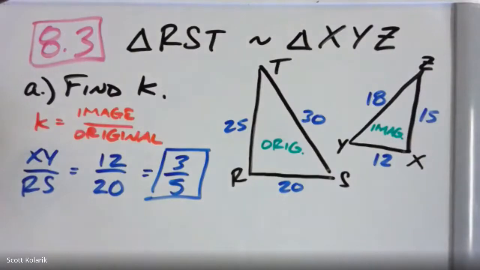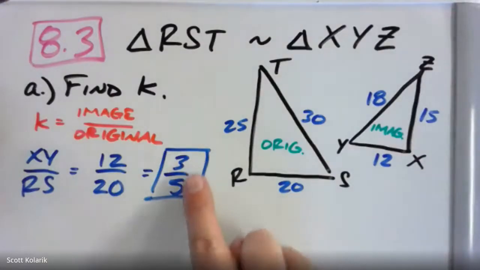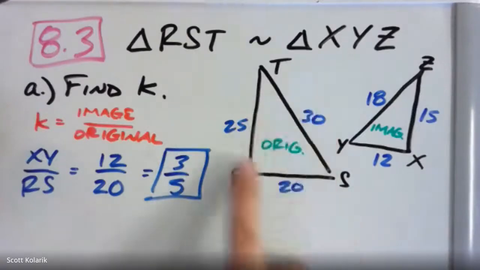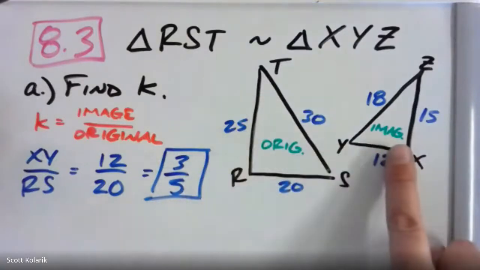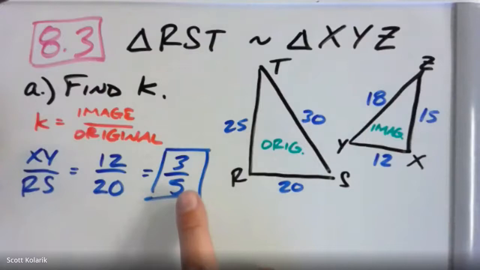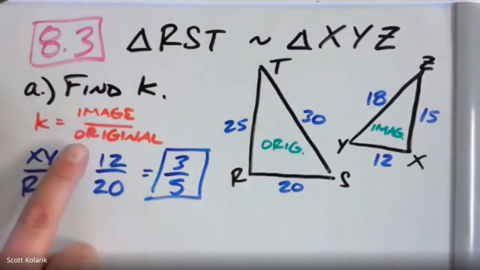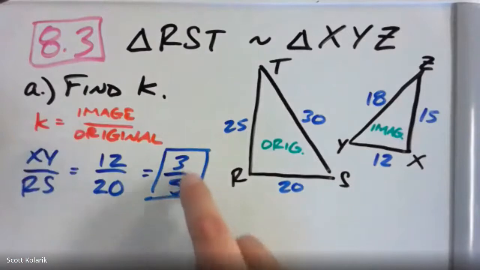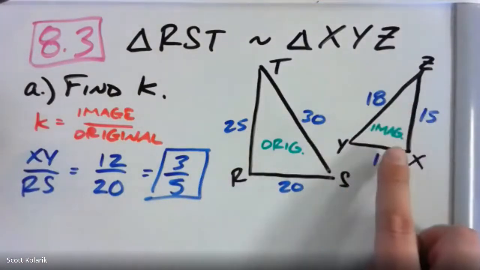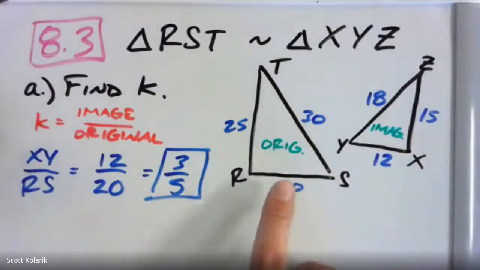Quick sanity check here. It makes sense that this value is less than 1. 1 here would be 5 over 5. Because if this is where I'm starting and I'm becoming smaller, my K value should be less than 1. Had I messed up which one was the image and which one was the original, this fraction would simply be reversed. It'd be 5 over 3. And that would make sense if I was starting with this one and magnifying it to this larger one, where I would want that K value to be bigger than 1. But there we go. All right, there's part A.